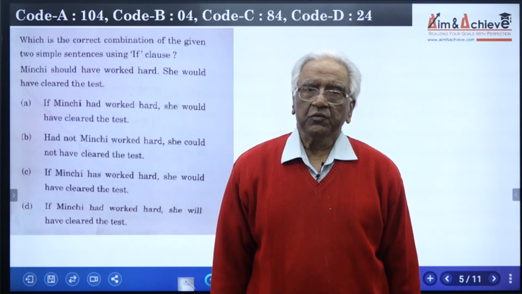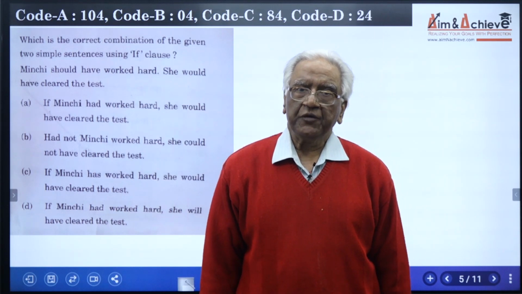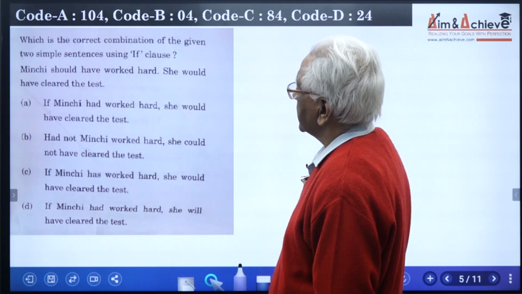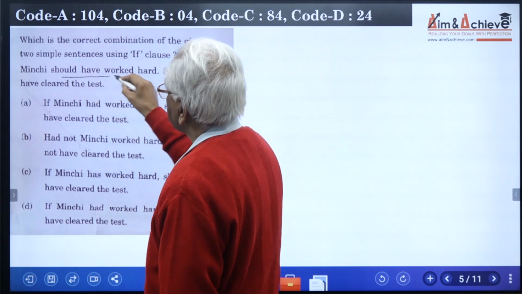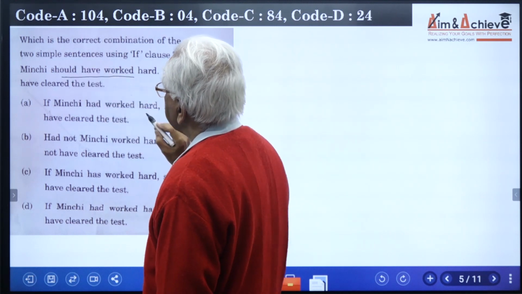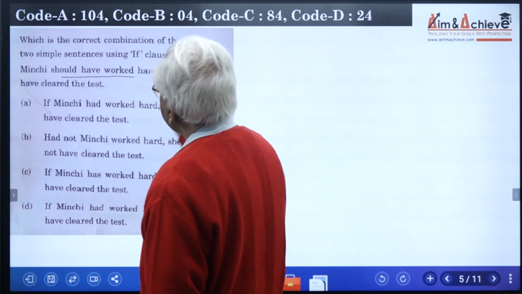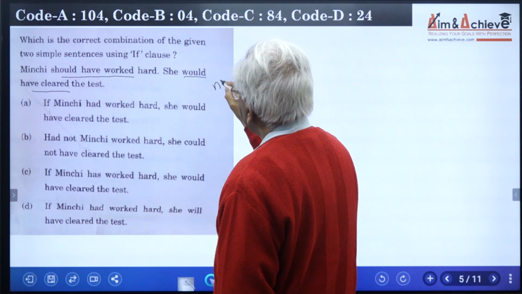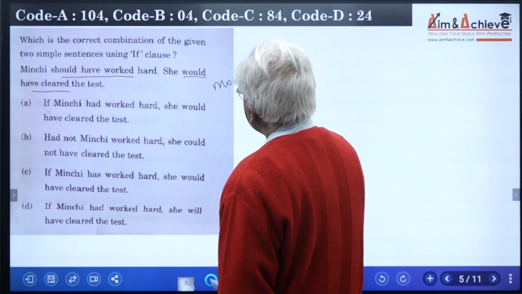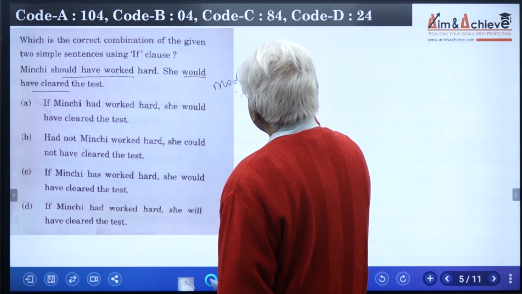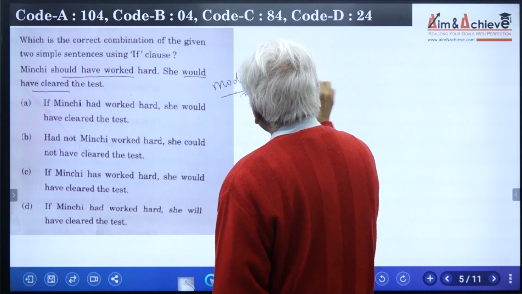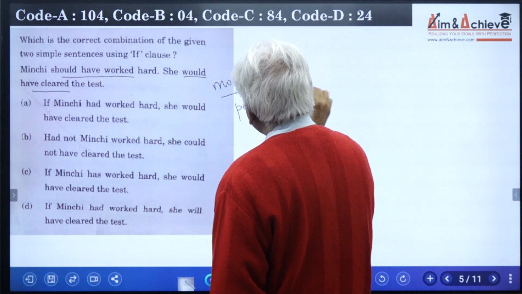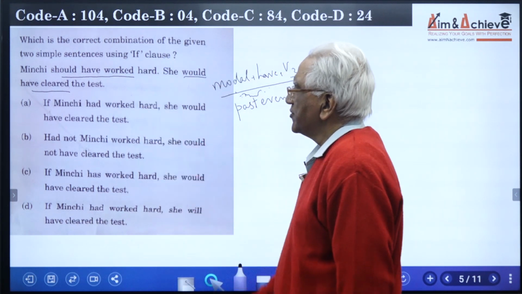Let us now do the next question. I will read out for you. The sentence is, Minchi should have worked hard. This is the first question. Should have worked hard. That means you are talking of a past event. She would have cleared the test. Would have cleared. That means we are very clear that modal plus have plus V3 is talking of a past state or past event. Now let us read the four options.